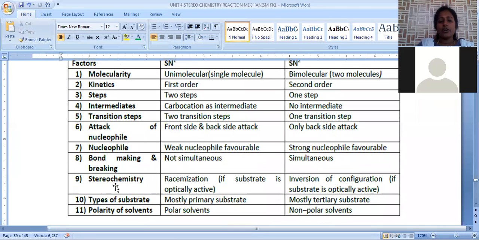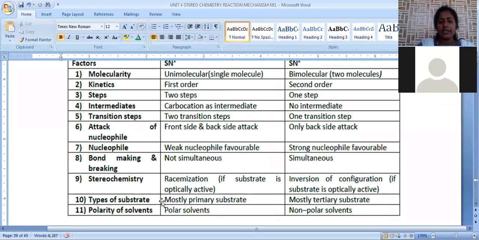Stereochemistry. SN1 reaction proceeds with racemization, means dextro and levo both the products are generated, whereas in SN2 reaction inversion of configuration is possible. If it is dextrorotatory initially, final product will be levorotatory. If it is levorotatory initially, final product will be dextrorotatory.